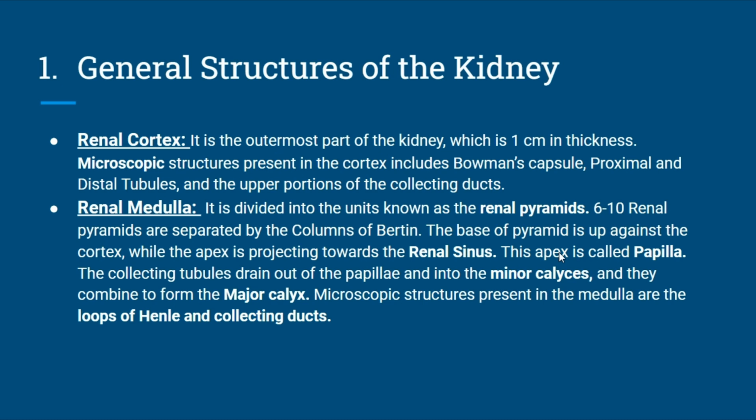The next portion of the kidney is the renal medulla, and it is divided into the units known as the renal pyramids. So, 6 to 10 renal pyramids are separated by the columns of Bertin, and the base of the pyramid is up against the cortex, while the apex is projecting towards the renal sinus, and the apex is called the papilla. The collecting tubules drain out of the papillae and into the minor calyces, and then they combine to form the major calyx. The microscopic structures present in the medulla are the loops of Henle and the collecting ducts.